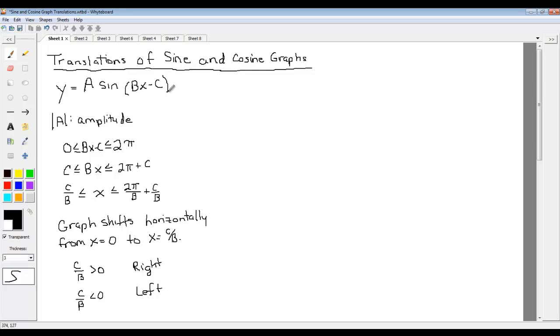Or you can think about it too, like if you took y equals a sine bx minus c, and inside the parentheses here factored out b, you get b times x minus c over b right here. It's just like an algebra class. If you add or subtract a number directly from the x in the equation, that's giving you a horizontal shift result.